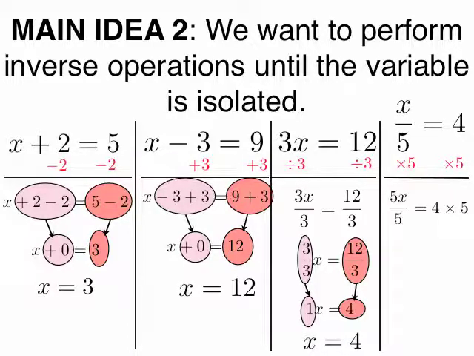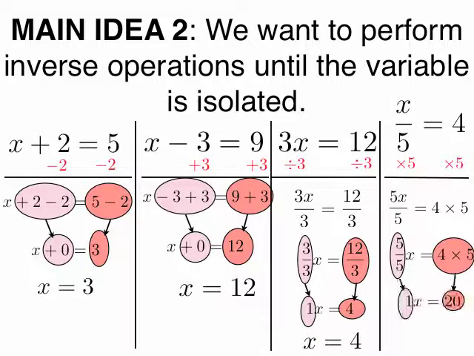Really what we have here is we multiply the entire fraction, x divided by 5, and we get 5x over 5 is equal to 4 times 5. Again, we rewrite this fraction to show 5 over 5 in the fraction over here. 5 over 5 simplifies to 1. 4 times 5 simplifies to 20. We get rid of the 1, and we have x is equal to 20.